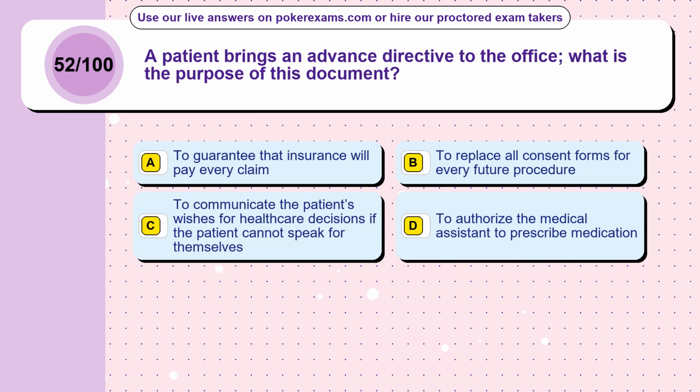Question 52. A patient brings an advance directive to the office. What is the purpose of this document? Option A. To guarantee that insurance will pay every claim. Option B. To replace all consent forms for every future procedure. Option C. To communicate the patient's wishes for healthcare decisions if the patient cannot speak for themselves. Option D. To authorize the medical assistant to prescribe medication.